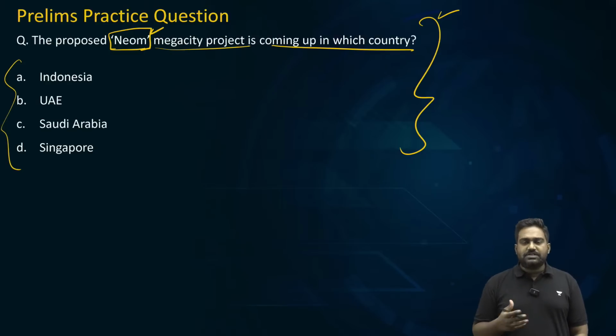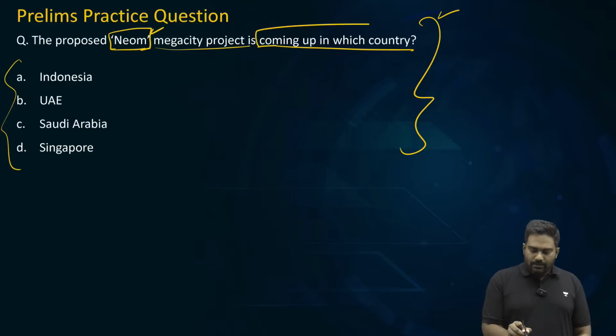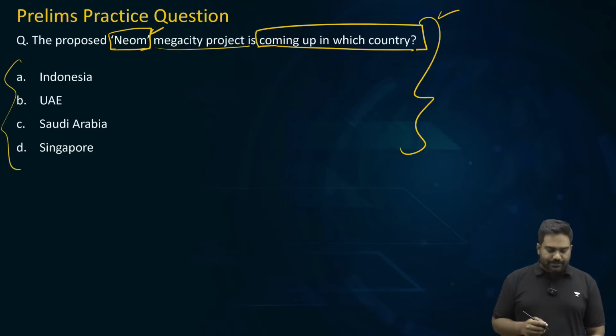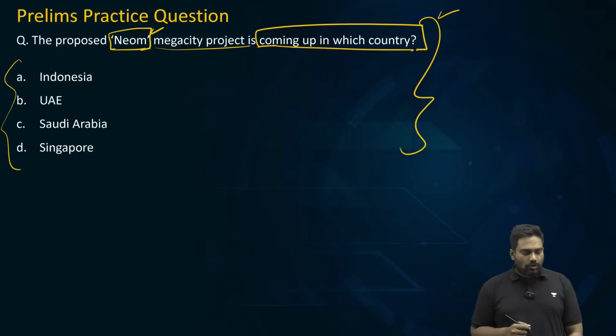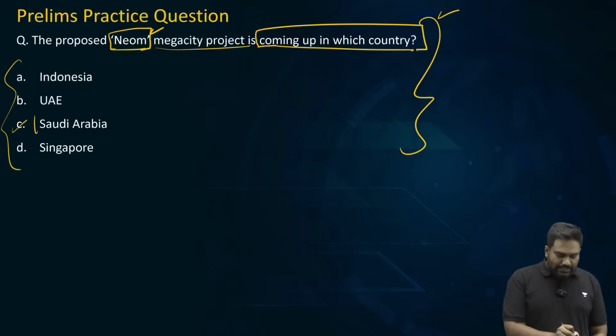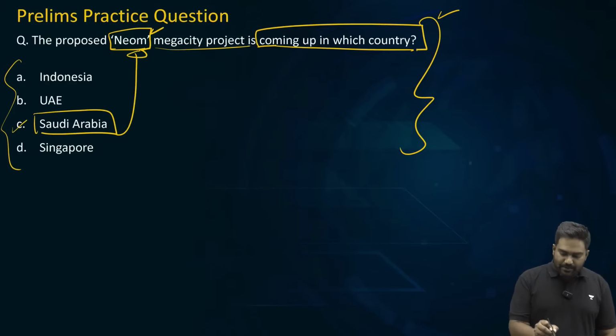This ambitious mega city, it's a proposed new city which is coming up in some country. So you should tell me which country is it? Singapore, Saudi Arabia, UAE, Indonesia. What's the right answer? Some are saying D, B. Okay. The correct answer is option C, Saudi Arabia.